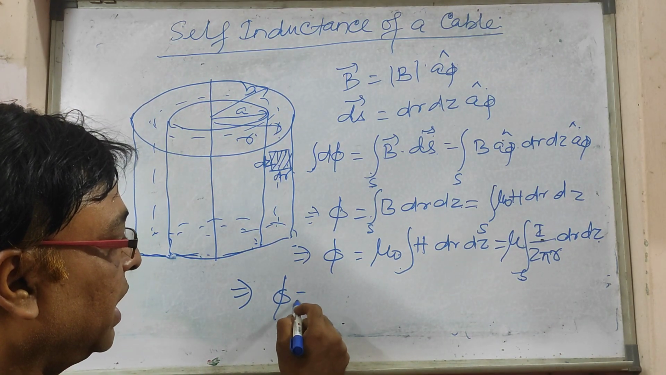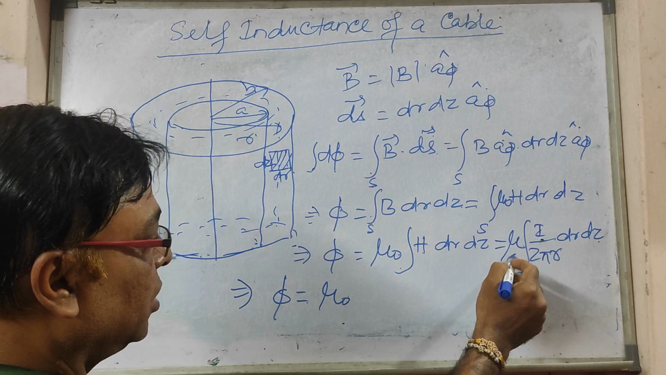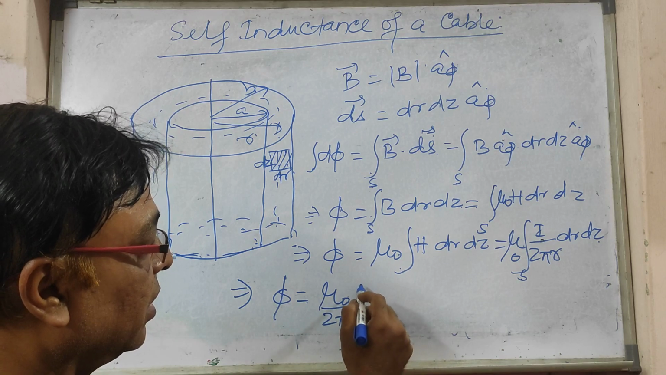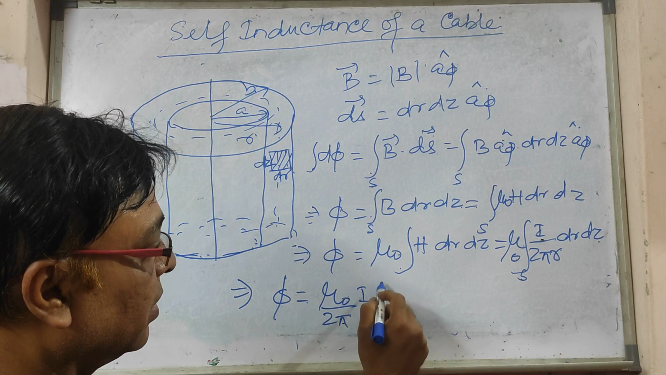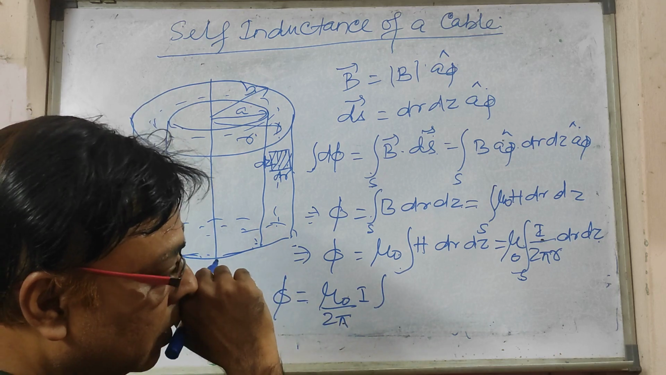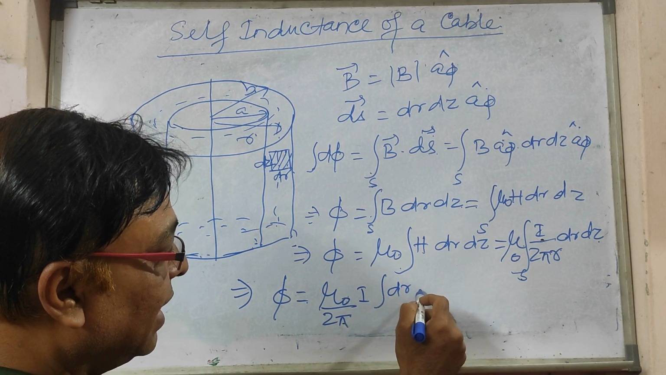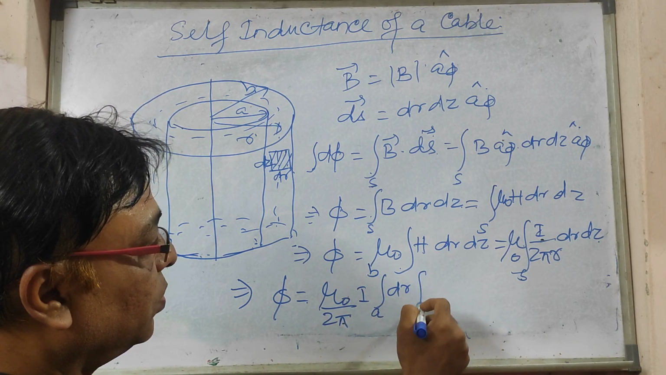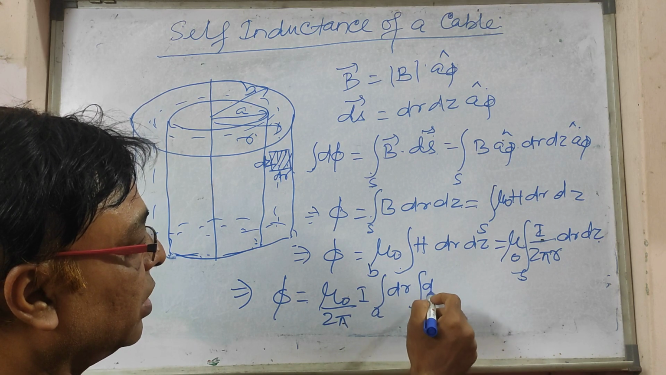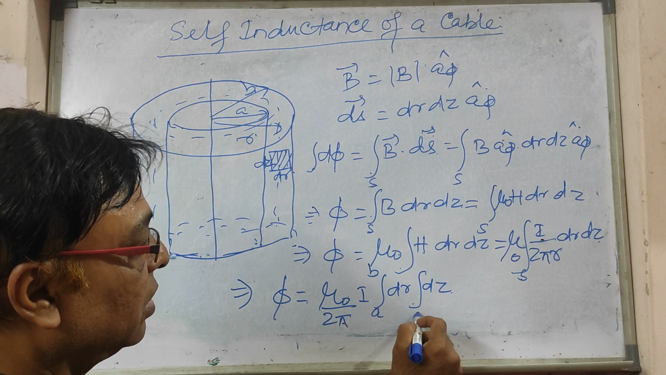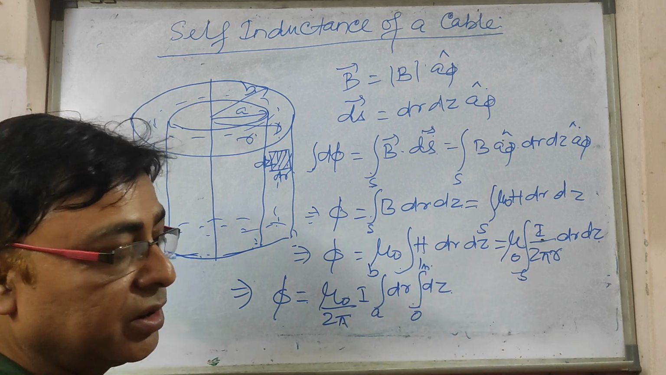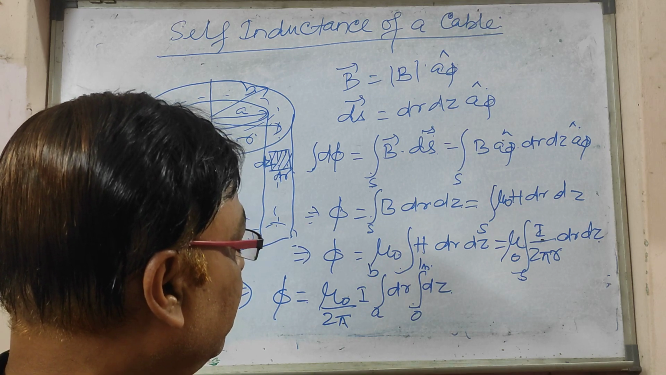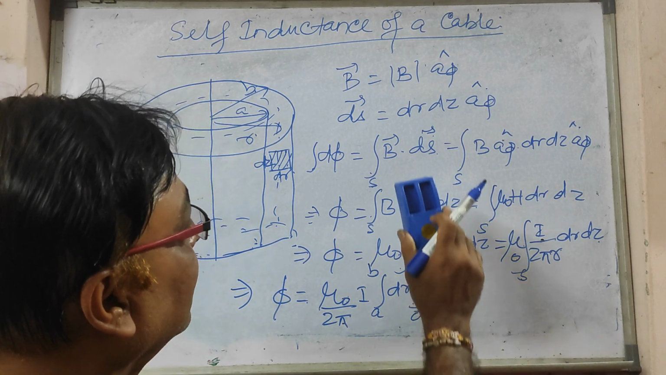So phi will be given by mu 0, and you can take 2 pi outside, and it will be I dr dz by r. Now in this dr dz, the variation of r is from a to b, and suppose we are taking the height as 1 meter, so dz will be varying from 0 to 1. Meter is the unit, we are taking unity. So now phi is equal to mu 0 I by 2 pi dr by r dz. Now you put the limits.